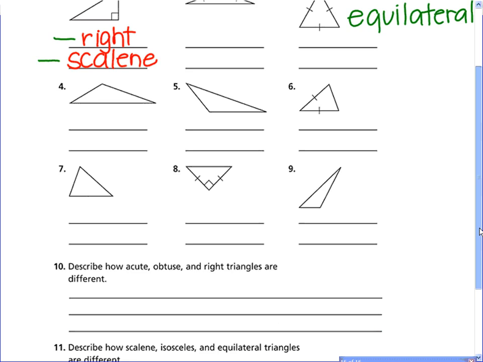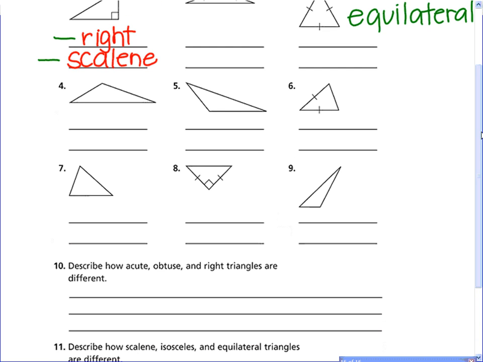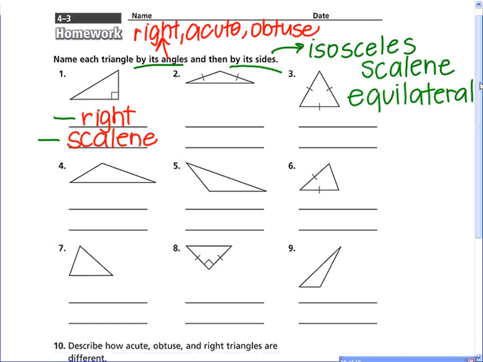Okay, let's look at problem 10. Describe how acute, obtuse, and right angles are different. You can tell me, why are they different? Because of what measurement? The degree. Okay, then describe for me how scalene, isosceles, and equilateral triangles are different.